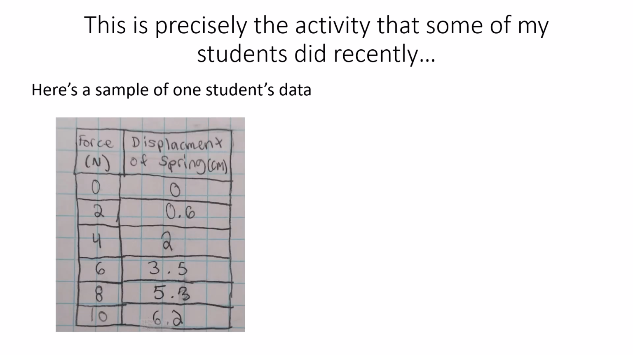So this is precisely the activity that some of my students did recently. I teach math classes, but I also teach some engineering classes. And this is actually a sample of one student's data. So I just took that data right off of the student's page. And let's take a look at what is in that table.